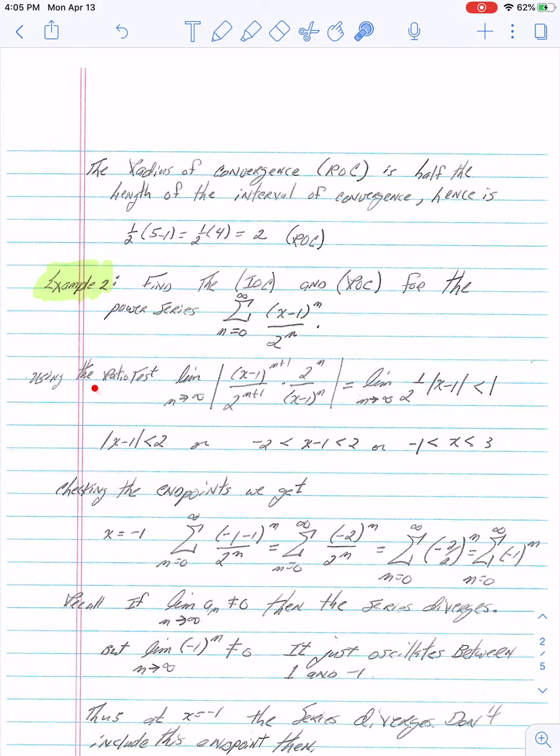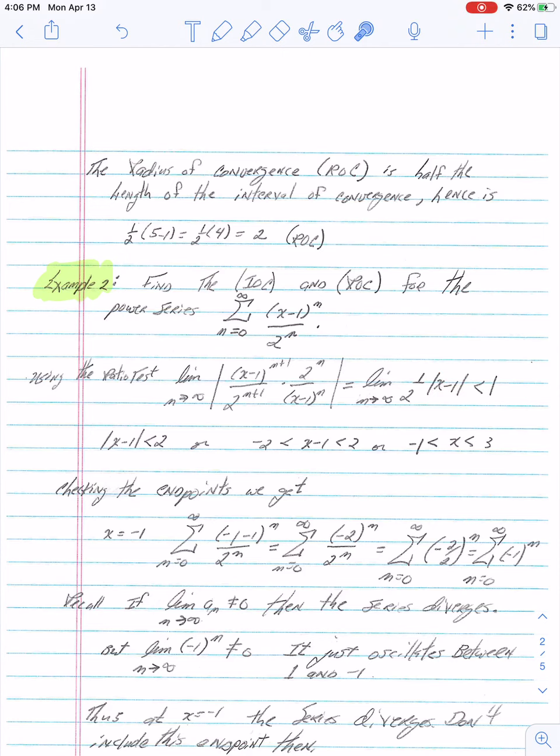Again, we're going to run the ratio test on it, which says what? We're going to look at a sub n plus 1 over a sub n. Well, a sub n plus 1 is this, divided by a sub n means I just take this and flip it. And then if I clean things up, I just get this. Again, I do not have an n there anywhere.